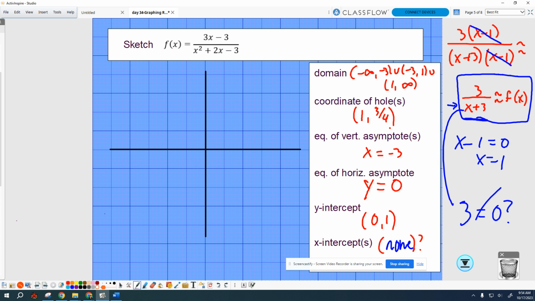Oh, bottom heavy. Highest exponent anywhere is squared. How many squareds are up top? 0. How many squareds are in the bottom? The coefficient was a 1. With 0 divided by 1, it's 0. One way to do it.